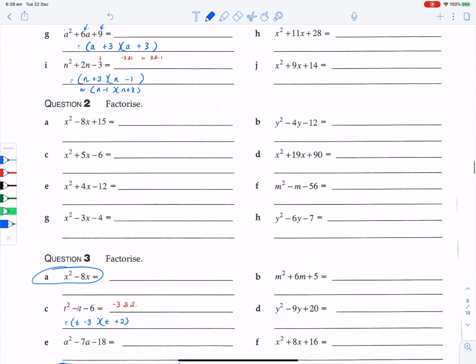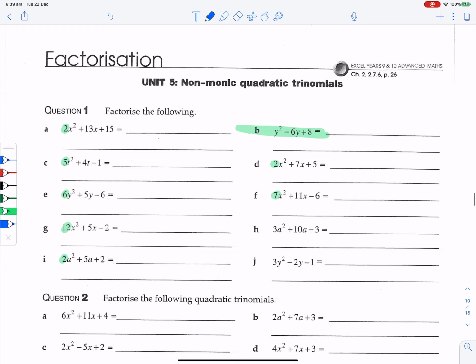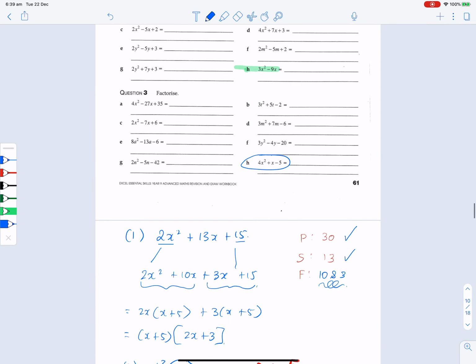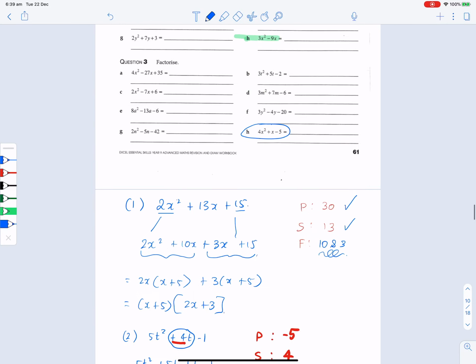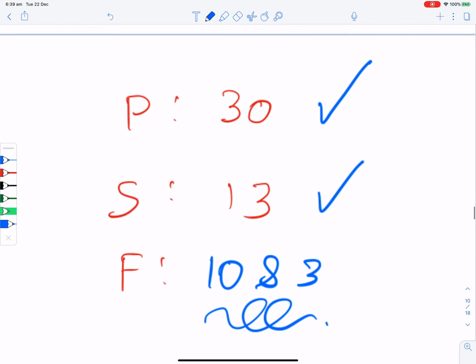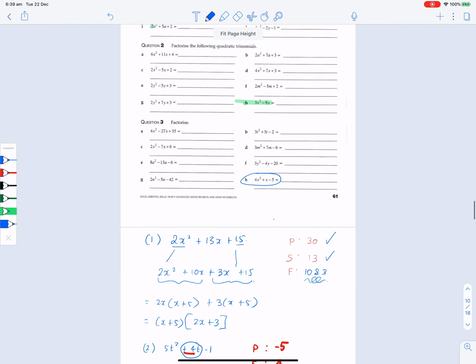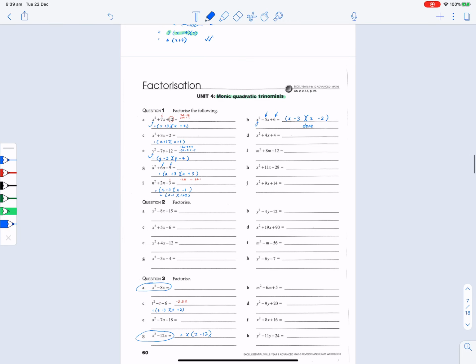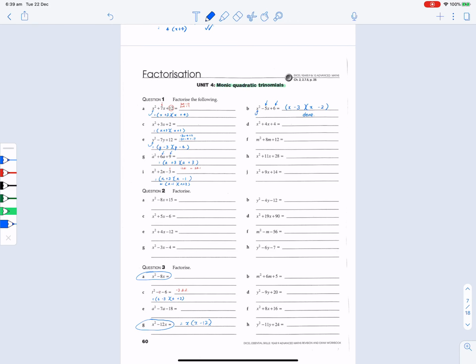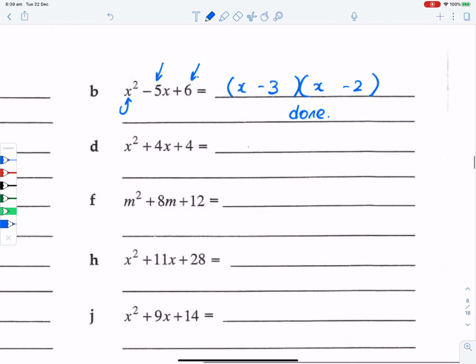I find when students do the non-monic quadratic trinomials, this section here, because they get used to writing PSF, when they go back and do monic, they start writing PSF and doing the same thing, but there's no need to write down PSF for these questions. All you do is open up two brackets, do that and that. What numbers multiply to give 4 and add to give 4? 2 and 2, and we're done. There's no need to be writing PSF here.